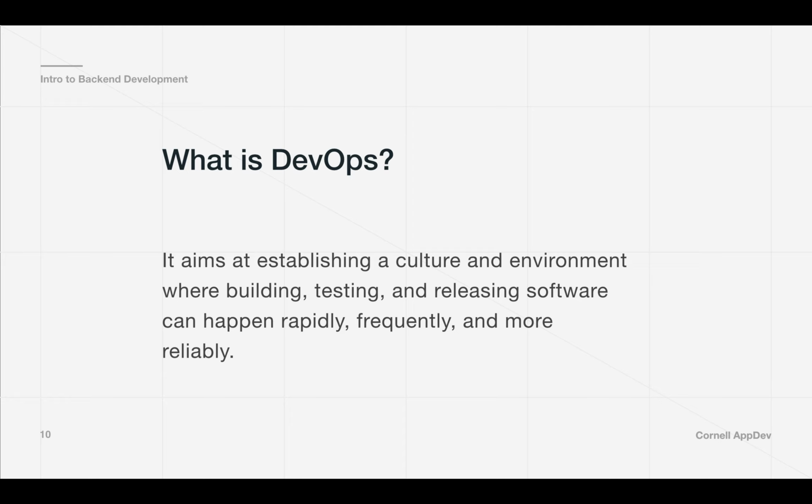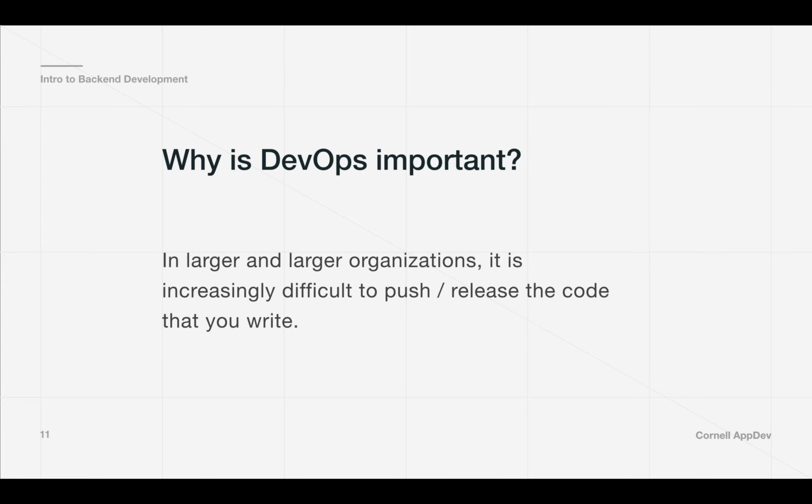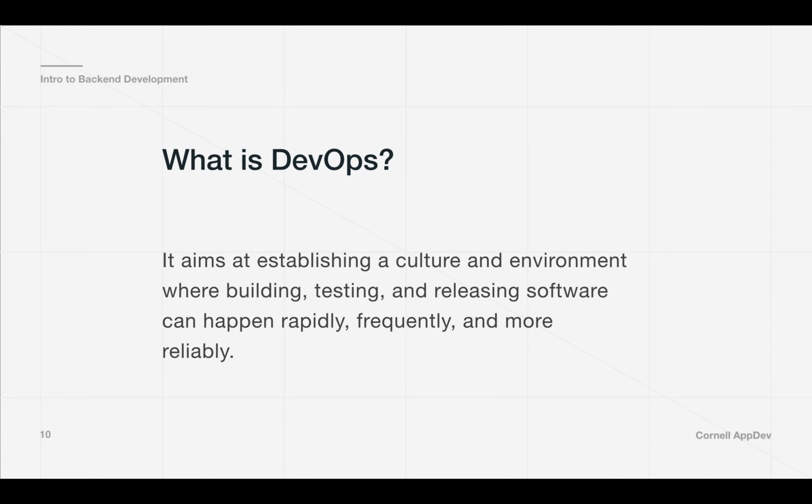And so, what is DevOps? I think I just Googled this and took the first thing off of Stack Overflow. But the definition was: it aims at establishing a culture and environment where building, testing, and releasing software can happen rapidly, frequently, and more reliably. This might sound like a lot. It definitely is. But why is it important, right? If we go back to the definition, it basically says we want to get our software out as quickly as possible while ensuring that it's reliable. That's my 2 cents on it.